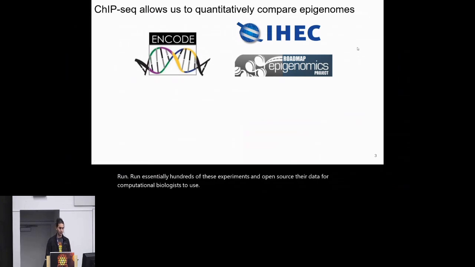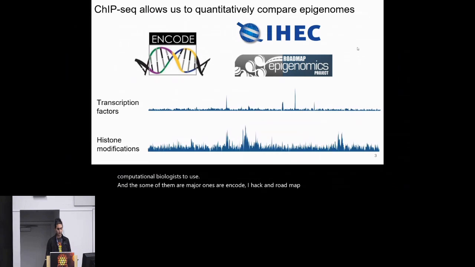Some of the more major ones are ENCODE, IHEC, and Roadmap Epigenomics. But how do we actually go ahead and compare these experiments quantitatively? Well, we can consider two examples. On the top, we have a section of a transcription factor binding ChIP-seq experiment. And on the bottom, we have a histone modification experiment.